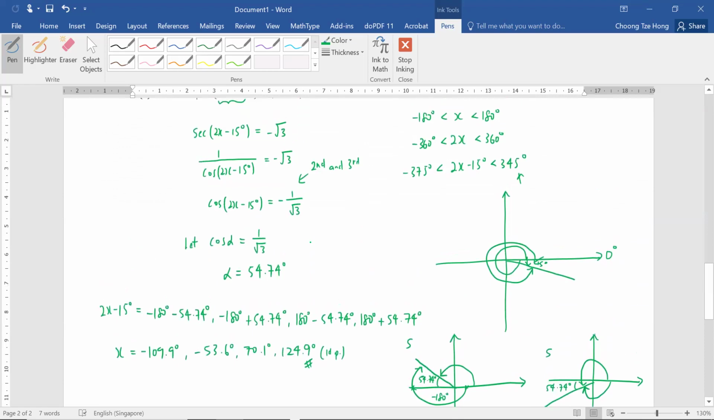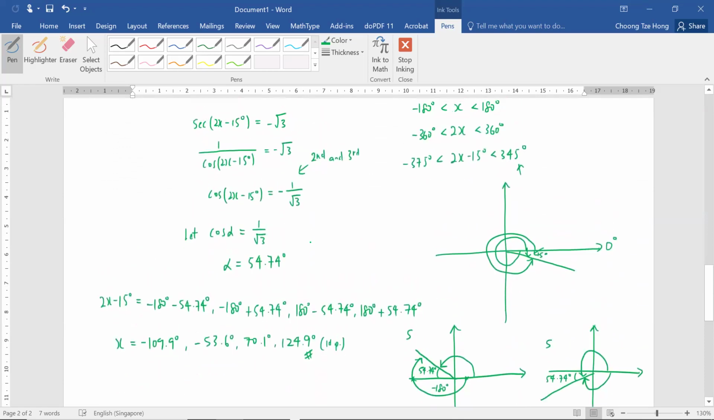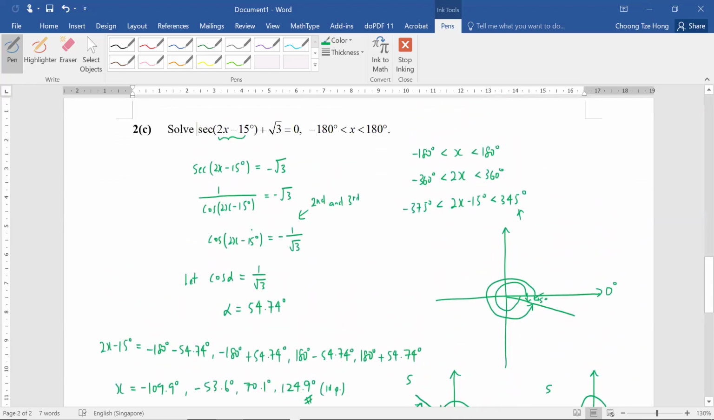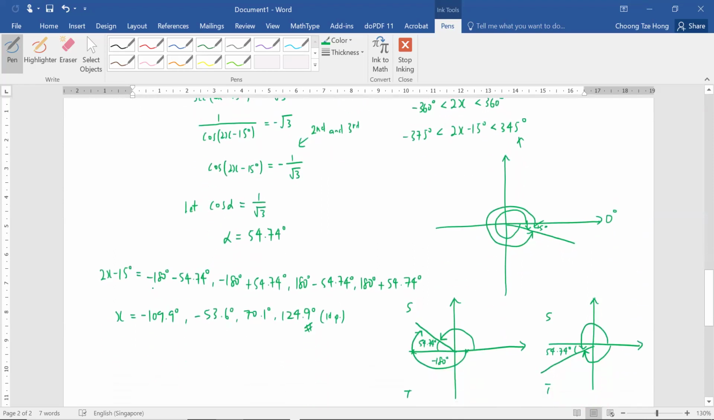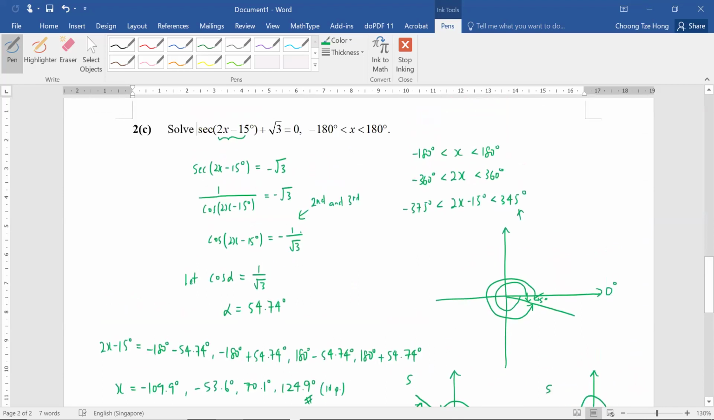So still not too difficult. Just remember, always adjust the range first. Find the basic angle, and for the first one you need to do some adjustment, since secant is 1 over cosine. Then think about the quadrants that are relevant to this question, and search for the angles in those quadrants.